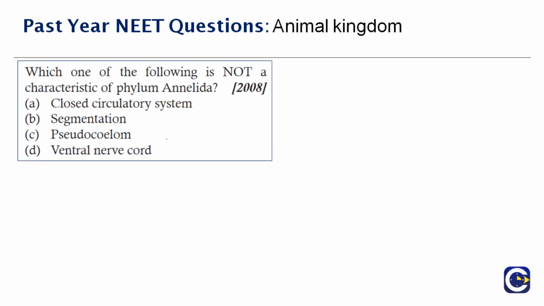Next question here. Which one of the following is not a characteristic of the phylum Annelida? What do you know about the phylum Annelida? What all comprise under it? What all do you know about annelids? You simply call them annelids, right? Annelida is a group commonly referred to as segmented worms.